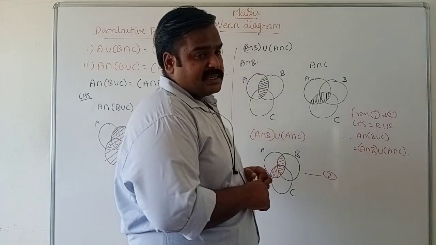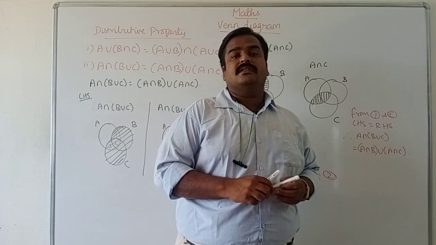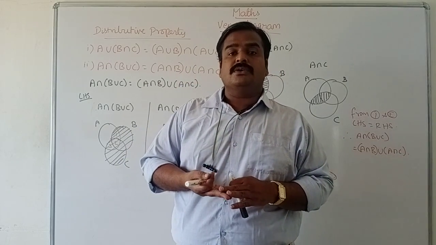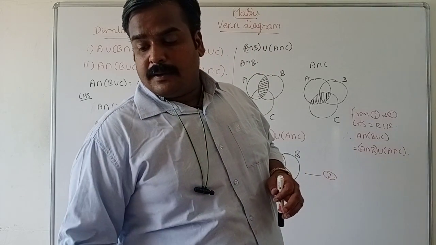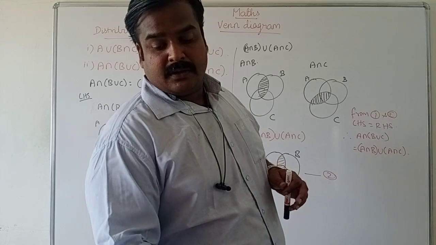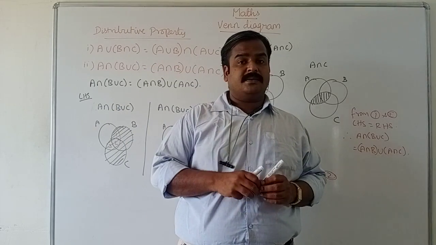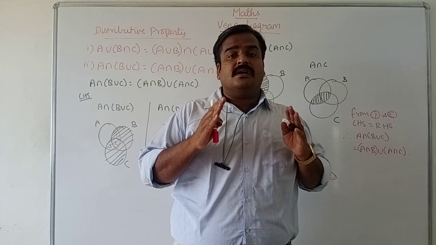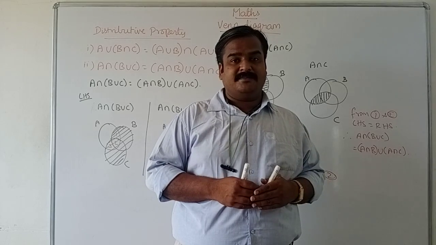So in today's class we have seen how to verify the commutative, distributive and associative properties using the Venn diagram. In our next class we will discuss De Morgan's law. In our previous classes we have seen what De Morgan's law is and we have solved the sums related to it. In the next class we are going to verify De Morgan's law using the Venn diagram.